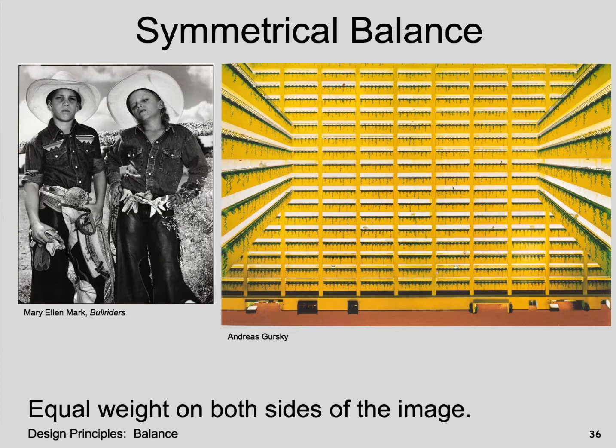Here are some examples of symmetrical balance. We have two kids that take up about the same amount of space, one on the left, one on the right, so that is fairly symmetrically balanced. And then the scene here of this building by Andreas Gursky is almost like a mirror image. It is so similar between the left and right that it's very well split down the center, very well balanced.